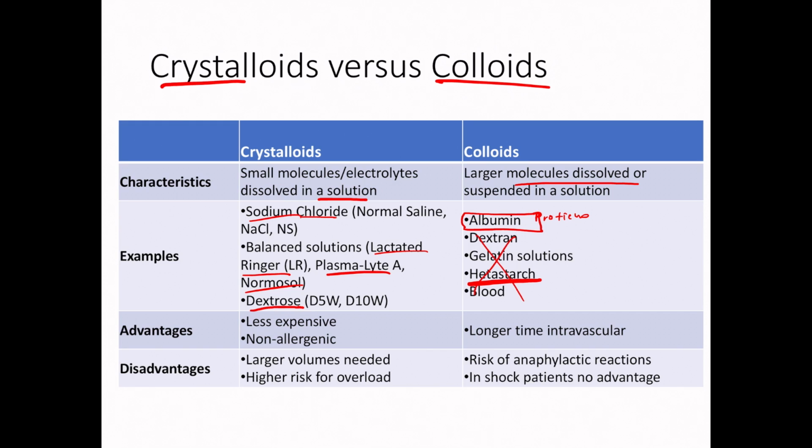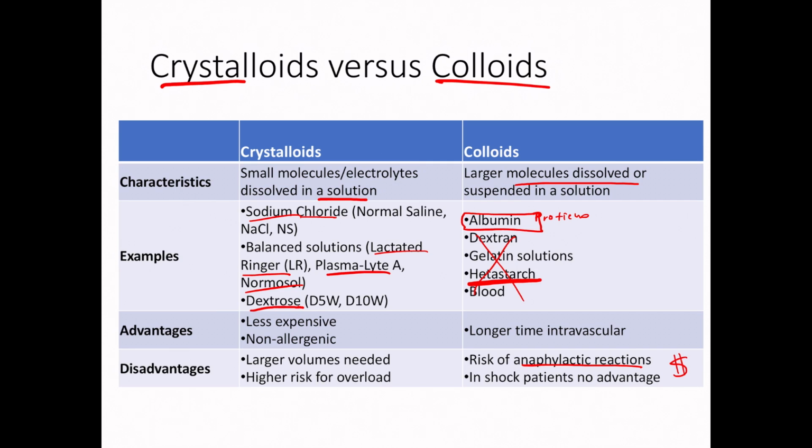Now, crystalloids and colloids have exclusive advantages and disadvantages. So let's start out with crystalloids and what their advantages are. One, crystalloids are less expensive compared to colloids. Colloids are usually made of either natural proteins or maybe semi-synthetic proteins versus crystalloids, which are usually made of just dissolving sodium or potassium or whatever into solution. That also makes them non-allergenic compared to colloids, which you can mount an allergic reaction to, including a risk of anaphylaxis. So just remember, these are pretty expensive.